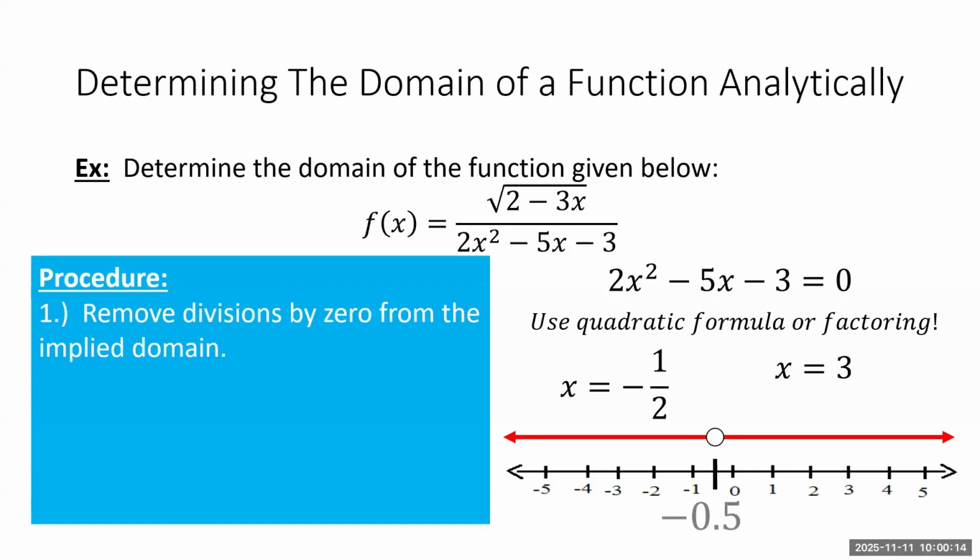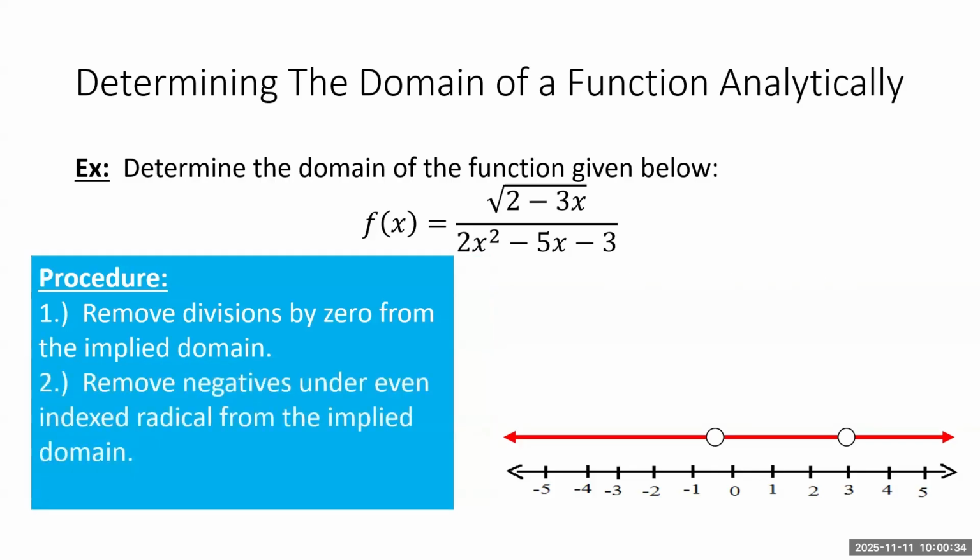So what I'm going to do now is go into my implied domain, which was my number line that I drew, which is my number line directly over the number line that's given. And I'm going to draw an open circle at negative 0.5. That's going to help me remove that point. And then at 3, I'm going to draw an open circle. That's going to help me remove that point.